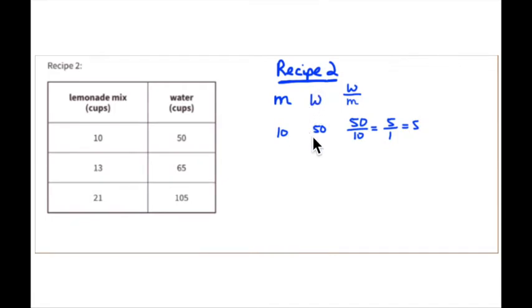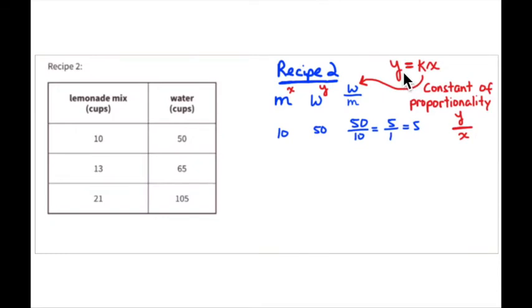So look at these numbers right here. The amount of water that you use, 50, is 5 times the amount of mix that you use. So remember this equation, y equals kx. That k is the constant of proportionality. So y over x is going to give you this value of 5. So you use 5 times as much water as you use mix. That means in the vertical direction, the number of units is 5 times the number of units in the horizontal direction.